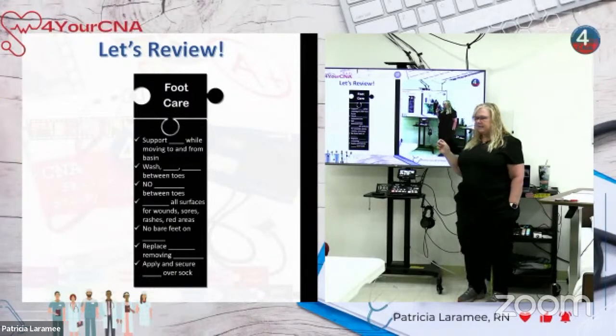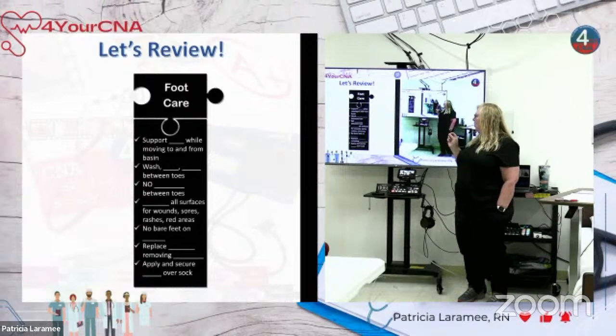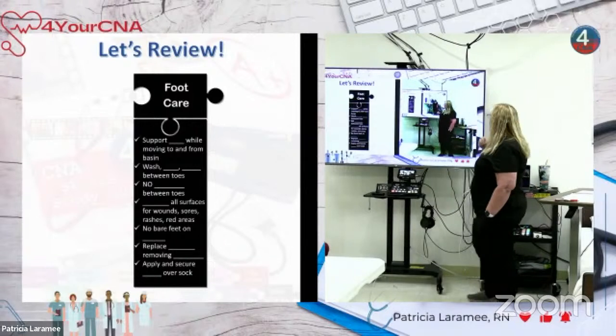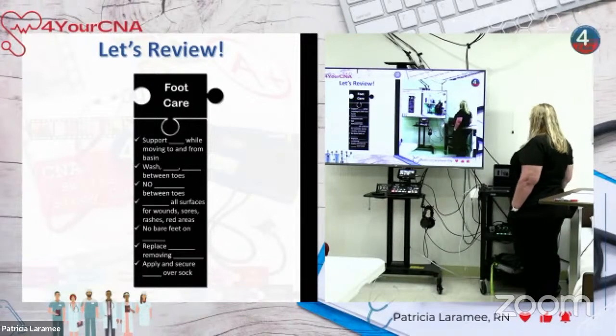We'll replace the sock, and we're going to replace the sock and shoe, and make sure that everything is secured appropriately.